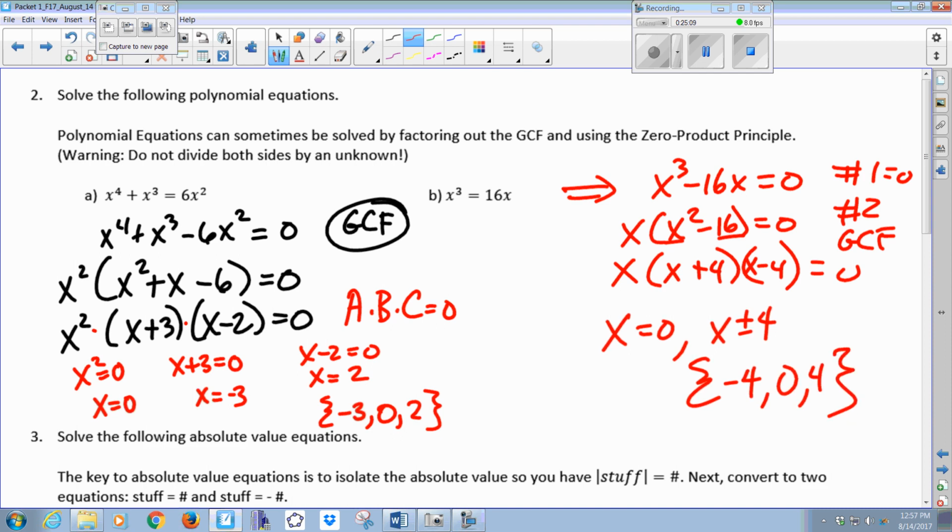So as you can see, the skill of being able to factor and recognizing different types of factoring is very critical to solving these equations. You'll be using factoring throughout the class. So this is the time to really spend some time making sure you can do some factoring examples.